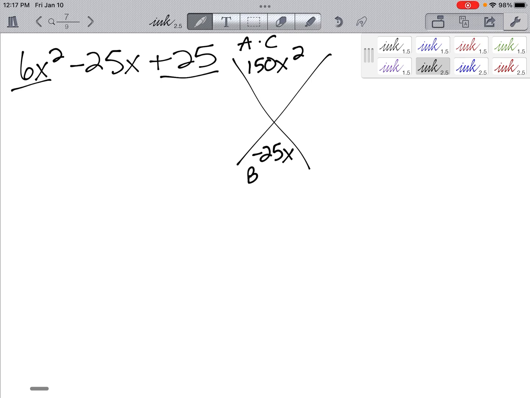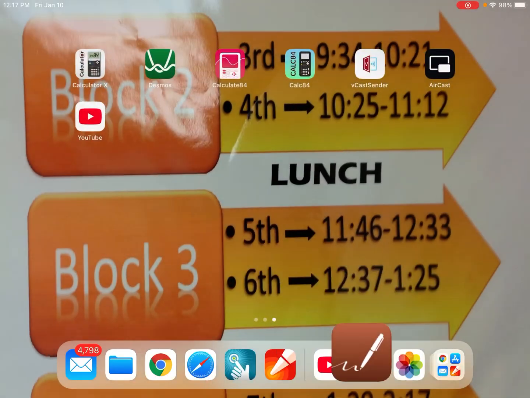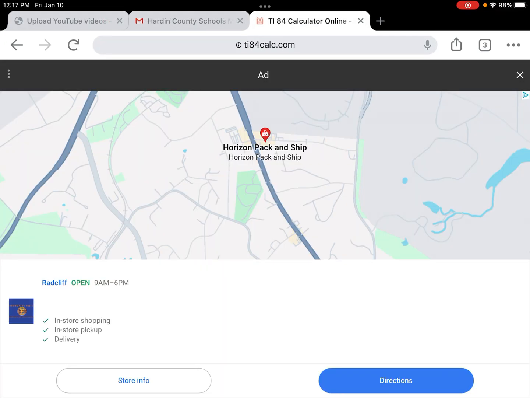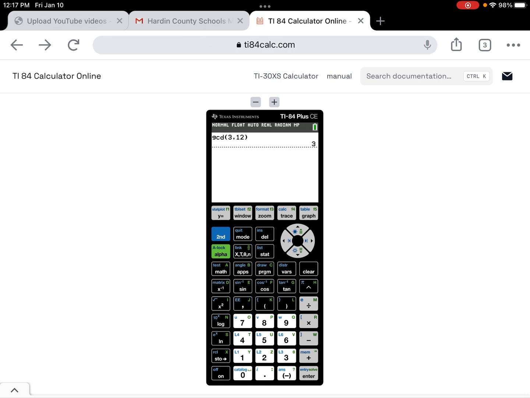Okay, so now we're going to go to our calculator so we can find what factors of 150 will add to negative 25. So we're going to Y equals, and we're doing 150 divided by x, 150 divided by x plus x.